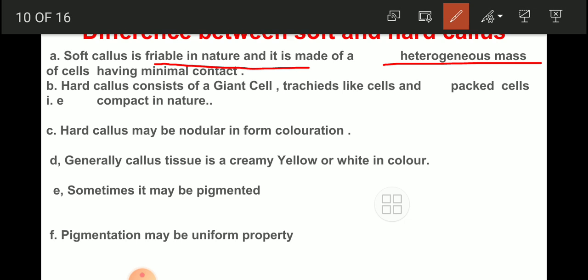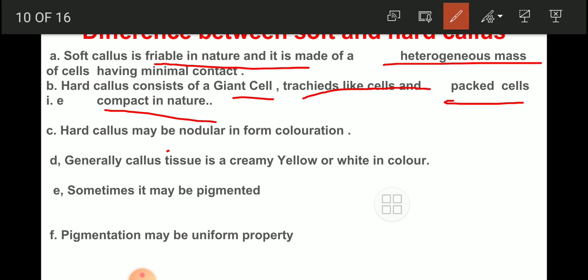Now the difference we have to get an idea about: soft callus is friable in nature. It is made up of a heterogeneous mass of cells having minimal contact, easily separated, isn't it? Soft. Whereas hard callus requires more and more agitation for separation of cells from the callus; it has tracheid-like cells, packed cells, compact in nature, hard.